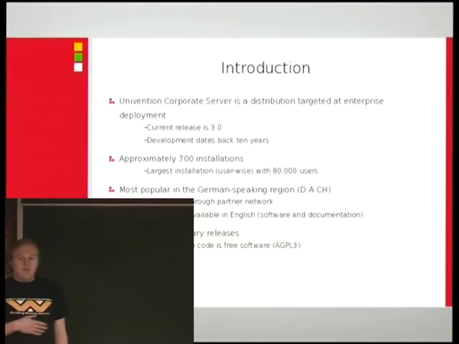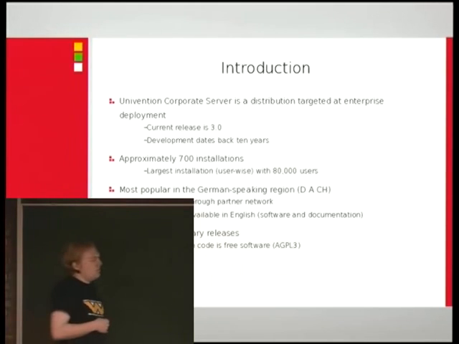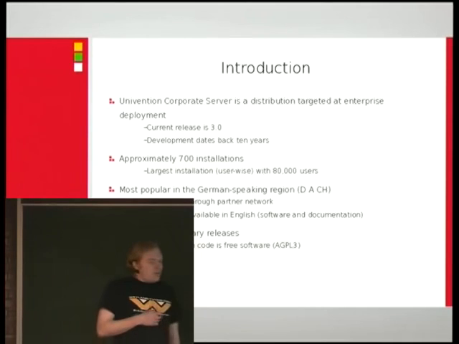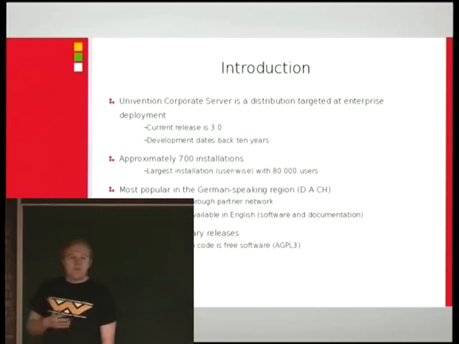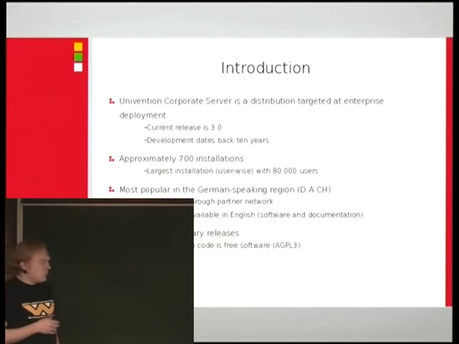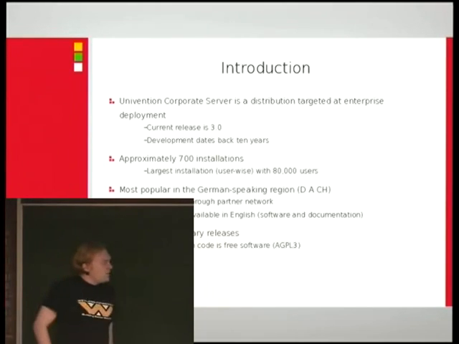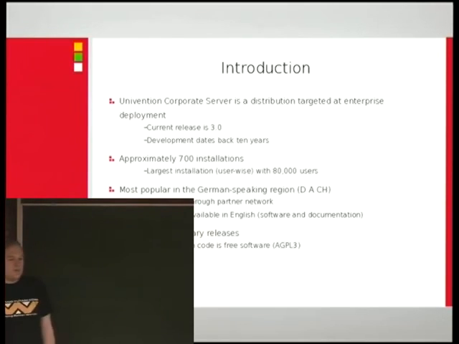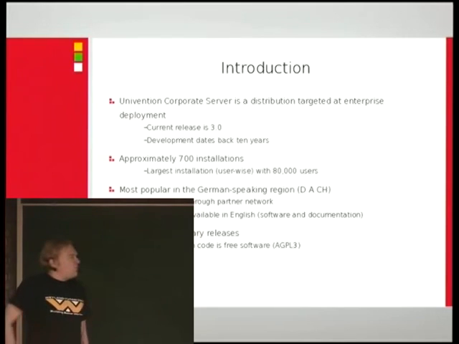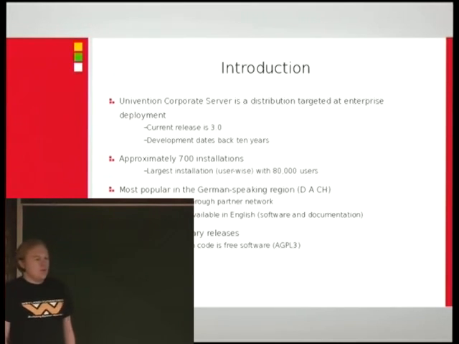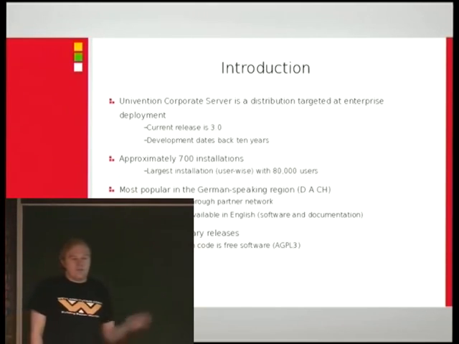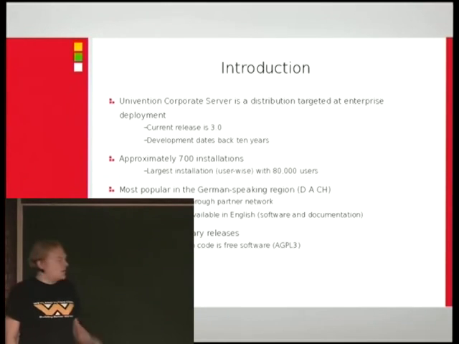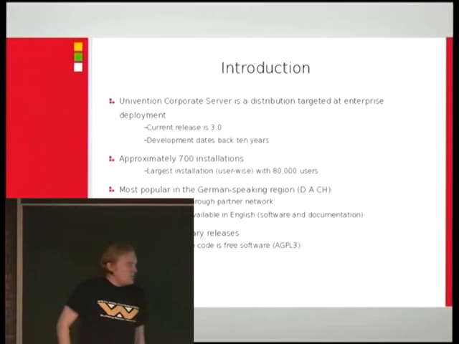The initial development of Univention Corporate Server started nearly 10 years ago. At this date, we have approximately 700 installations. The largest installation user-wise has approximately 80,000 users, and the largest installation in terms of servers and systems, mostly locations, is approximately 200 to 300. I'll come to that later.